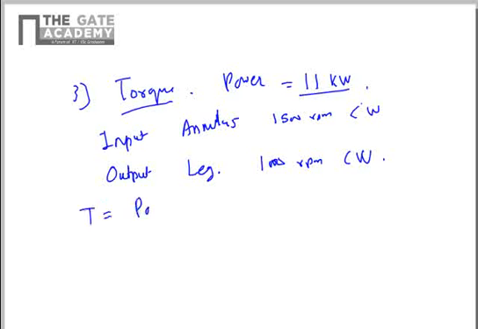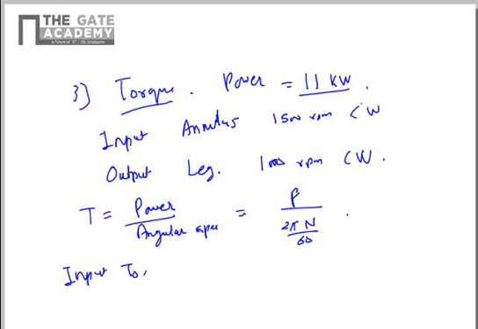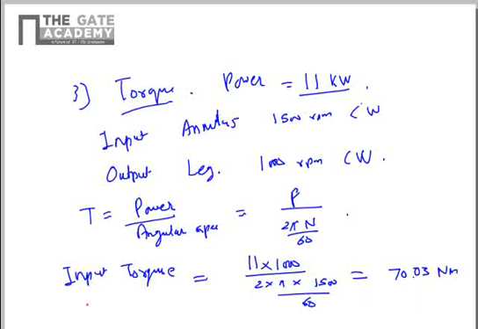Torque is equal to power divided by angular speed. Angular speed is 2 pi n by 60, so torque is power divided by 2 pi n by 60. We substitute the values. The input torque will be equal to 11,000 divided by 2 pi times 1500 rpm divided by 60. If you simplify this expression, you get a value of 70.03 Newton meter.